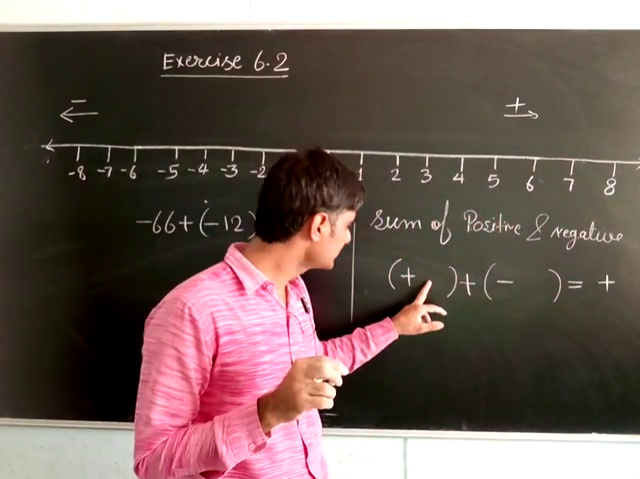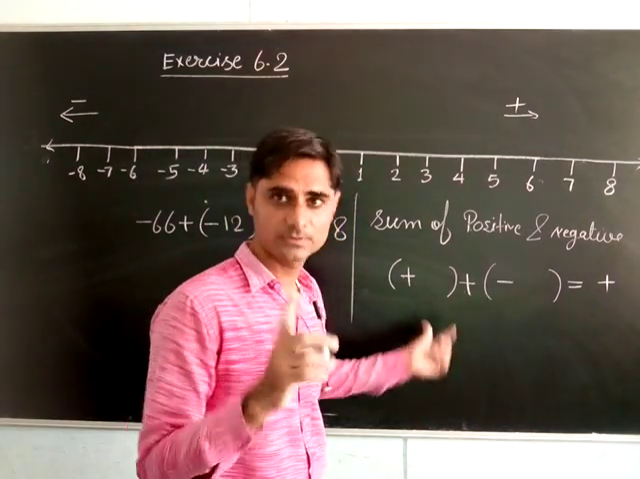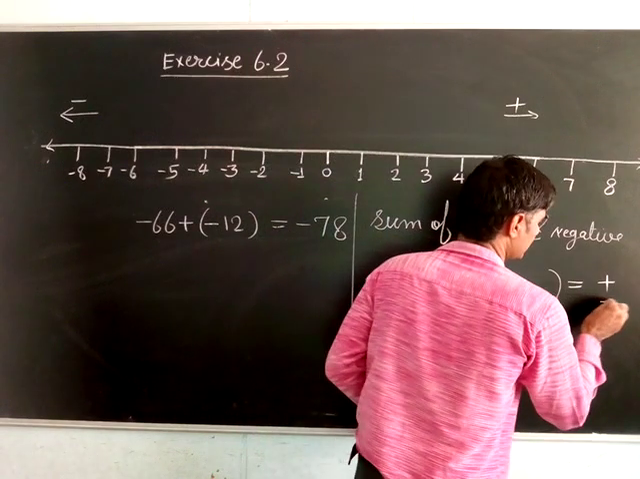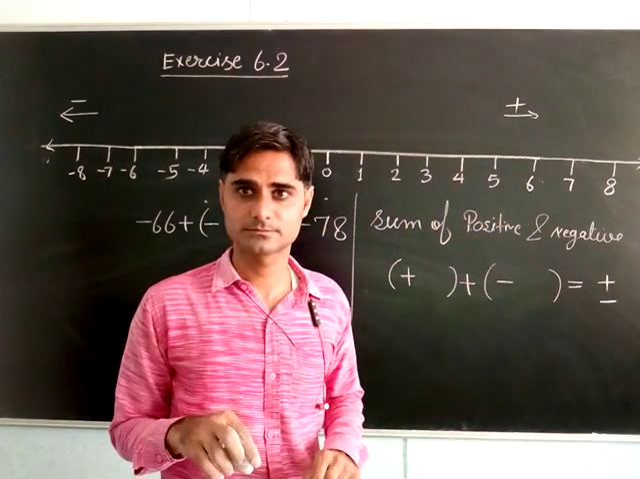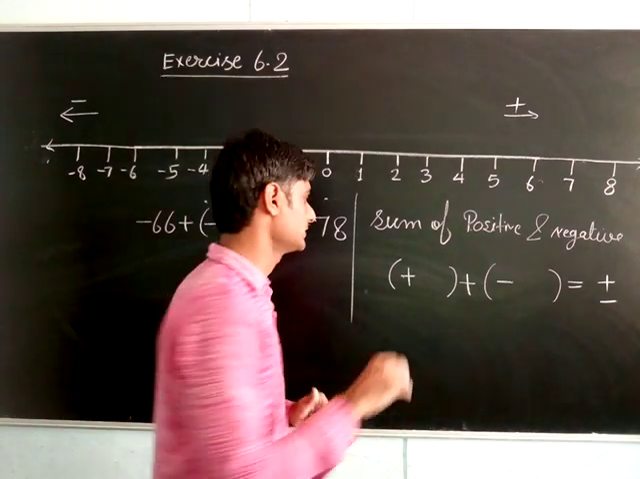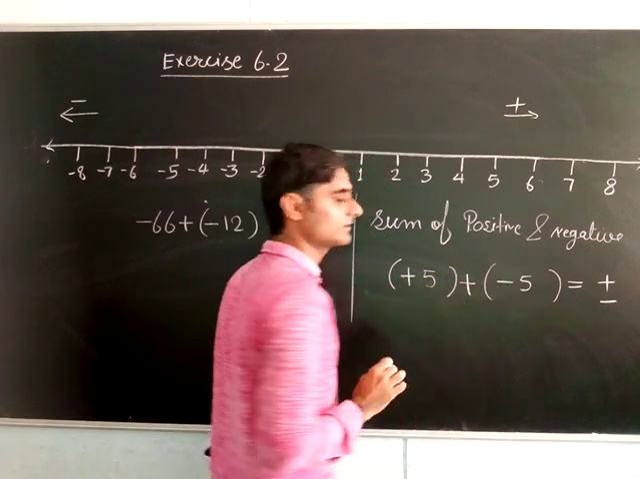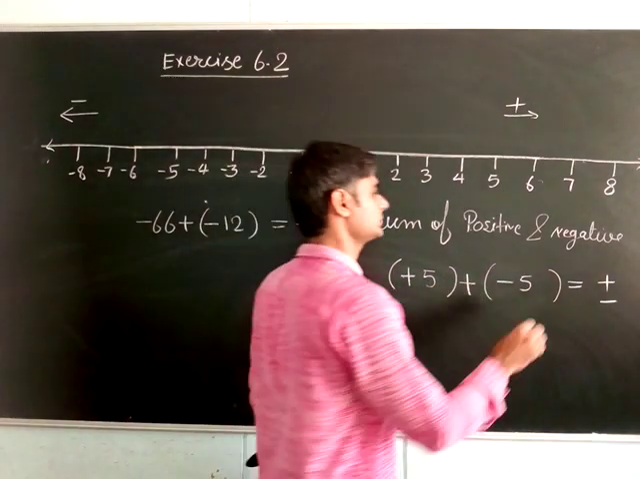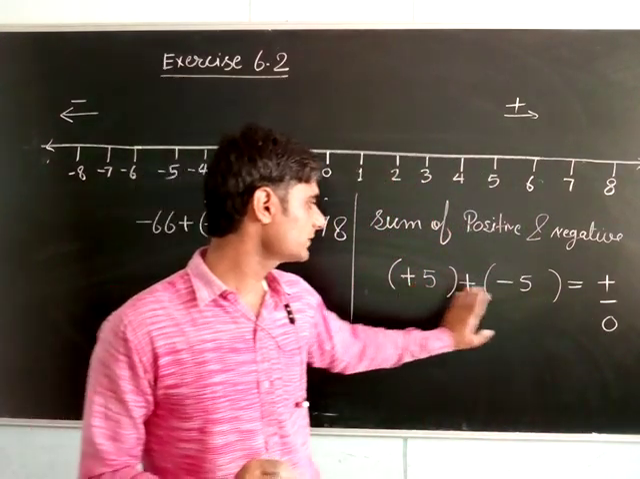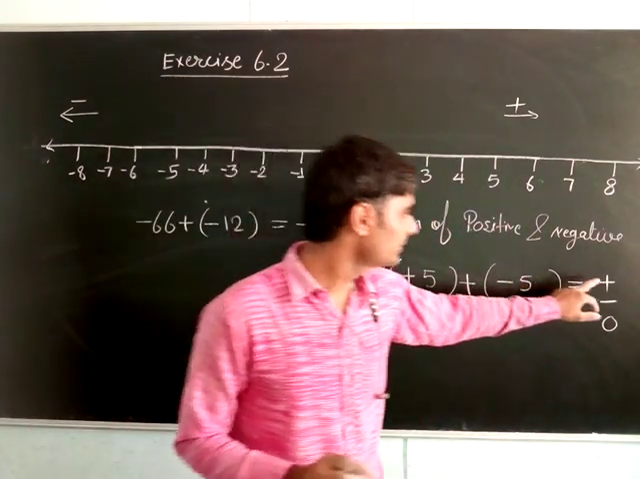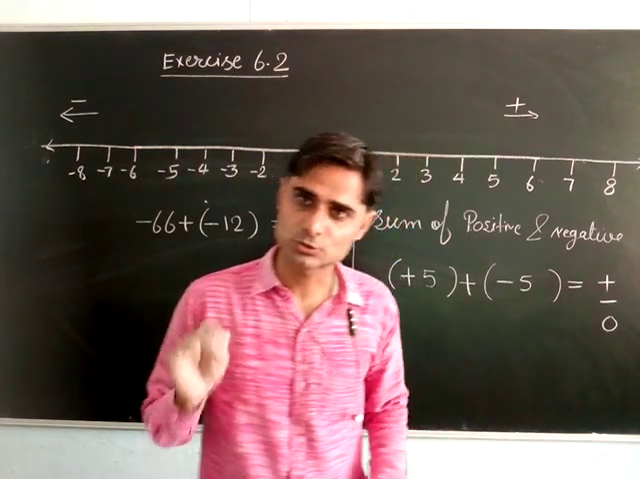Second thing, if this is small and this is big, then answer will become negative because we have to subtract, then answer will be negative. Suppose both are same. Suppose here also 5 and here also 5. 5 minus 5 equal 0. So 0 may also come. It means the sum of positive and negative number may be positive, may be negative, or may be 0 also.